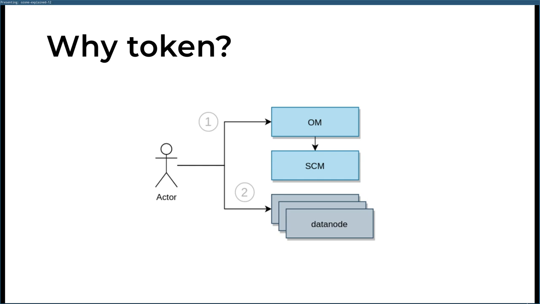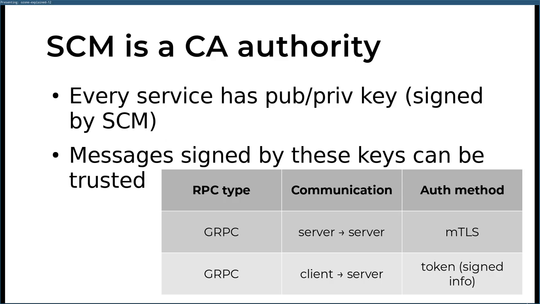And in Ozone, this token is signed, which means that we need public and private keys mainly everywhere. So in all of the services, we have a separate public and private key, and they are signed by the Storage Container Manager, which means that the Storage Container Manager is some kind of authority server. And it's very good, because in that case, we can use it for the mutual TLS in the gRPC, and we use it. It can also be used for this custom token. So if there is a message which also contains a signature, it can be checked if this signature is signed with a good key. But let's check how it works in a real Ozone cluster.